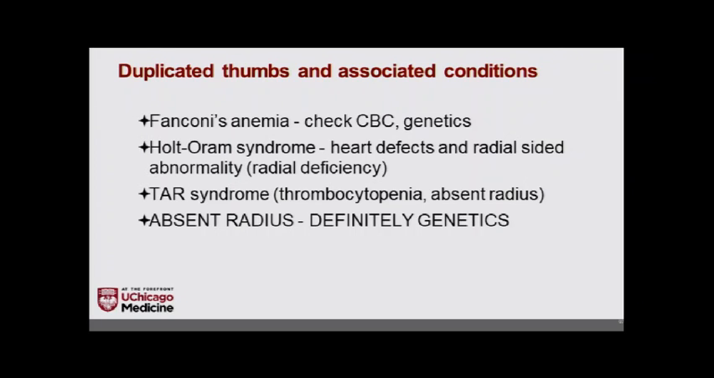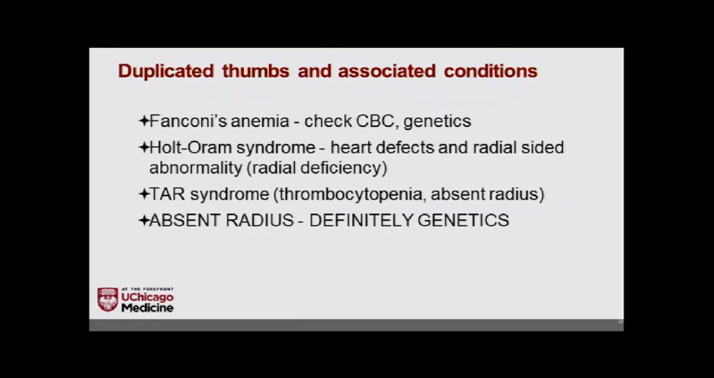More commonly than a duplicated thumb is like a radial club hand. So severe radial deficiencies. TAR syndrome is thrombocytopenia absent radius. So again, anytime they show you an x-ray of a kid or a description of a kid with an absent radius, it would be absolutely insane if they ask you the treatment of radial club hand. I wouldn't waste your time trying to memorize it when you have all the other stuff to do.